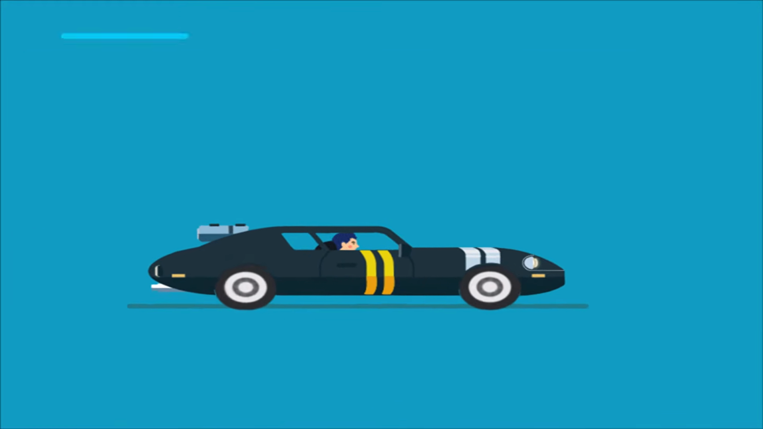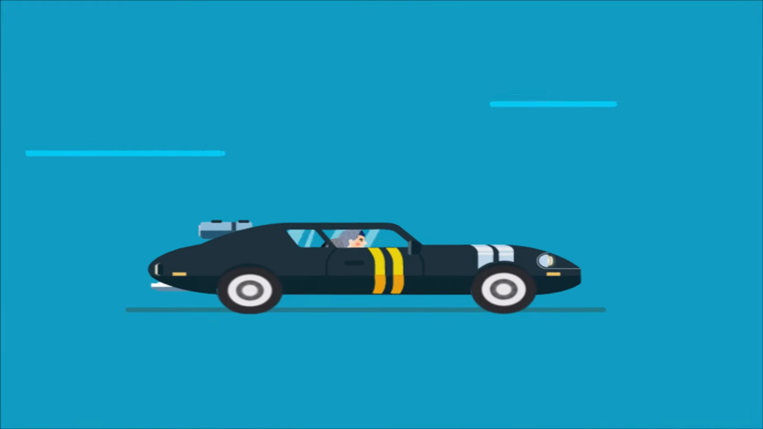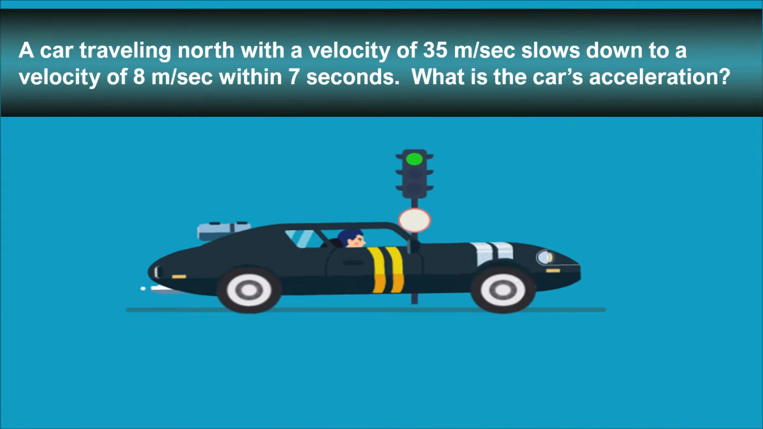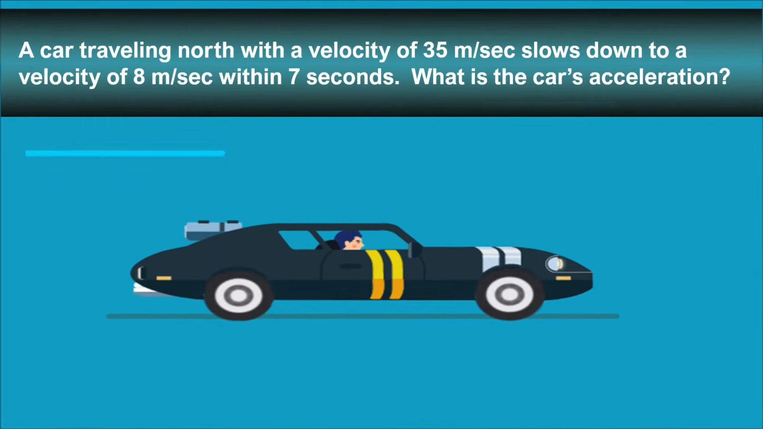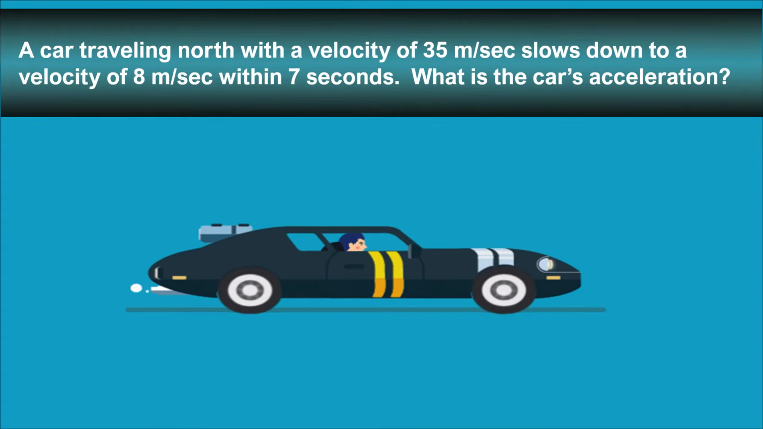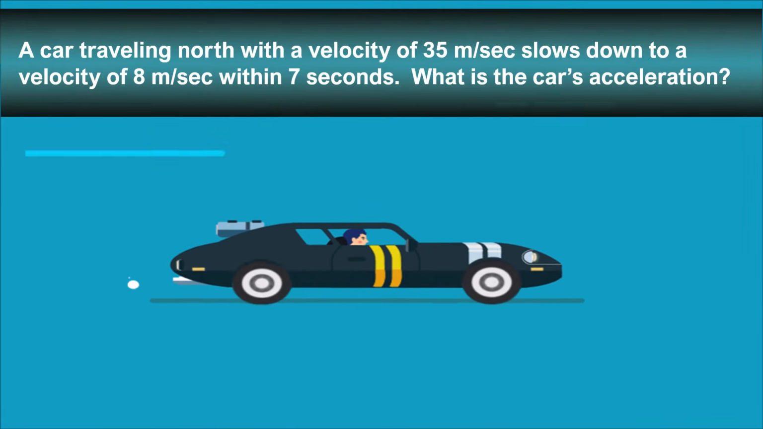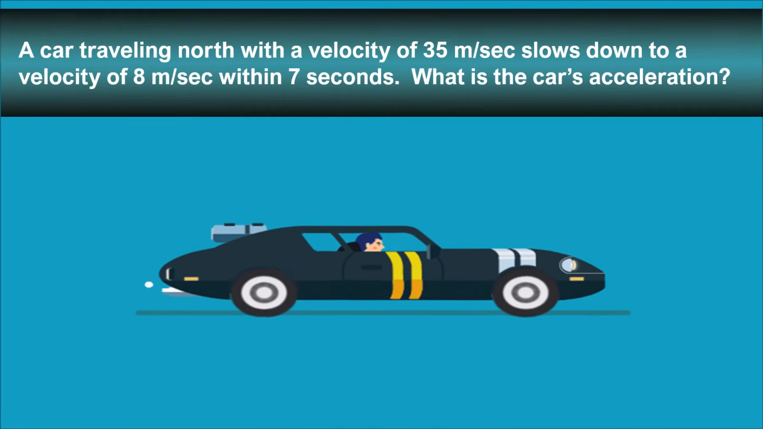Ngayon ay subukan na natin ang mga formula sa problem solving. 1. A car traveling north with a velocity of 35 meters per second slows down to a velocity of 8 meters per second within 7 seconds. What is the car's acceleration?